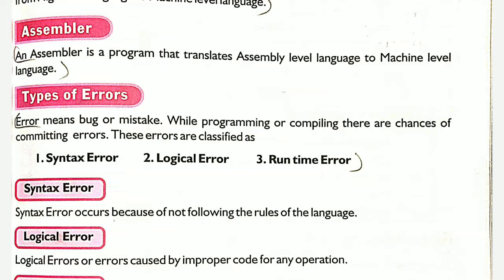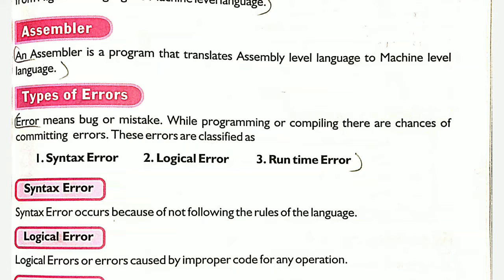While programming or compiling, there are chances of committing errors. These errors are classified into three things: syntax error, logical error, and runtime error. Syntax error occurs because of not following the rules of the language. If you want to create programs, then you have to follow certain rules. If you are not following those rules, then you will be given a syntax error.